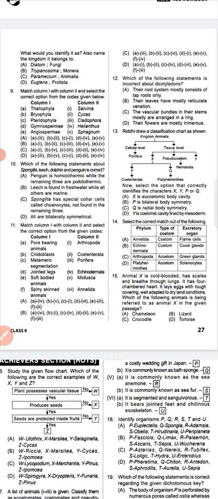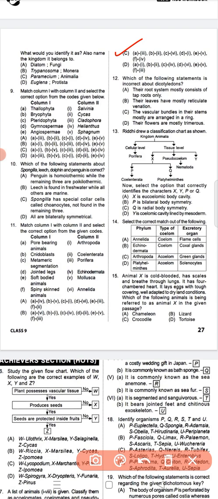Nidoblast, metameric segmentation, joint legs, soft bodied animals, spiny skinned animals. Column 2: arthropoda, coleopterata, porifera, echinodermata, mollusca and annelida. So question number 11, option C is the correct answer.